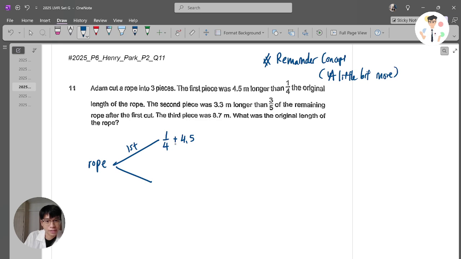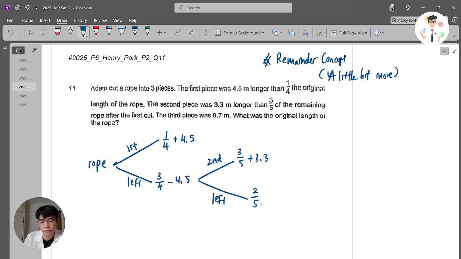Now, if I have the first piece like this, what is the remaining or what's the leftover? 3 out of 4 minus 4.5. This is what I left, right? And the second piece is what? 3.3 meter longer than 3 out of 5 of the remaining, right? So the second piece is 3 out of 5 of the remaining. But don't forget, how many more? 3.3 meter more. And with that, what is left? It will be 2 out of 5 minus 3.3. And again, this leftover perhaps is actually the third piece.